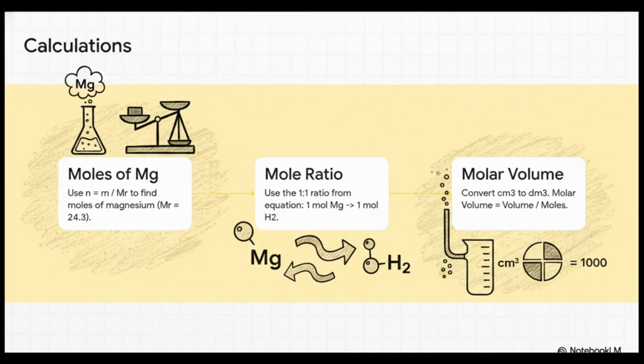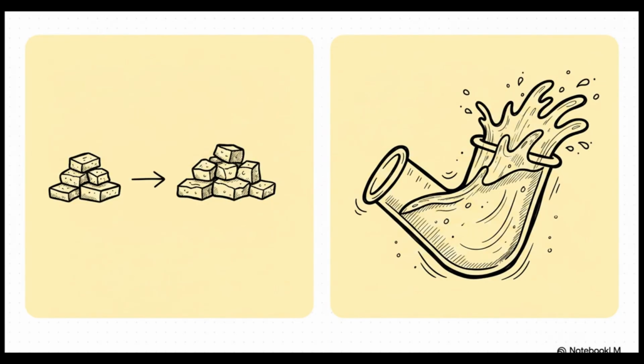But hey, beware the universal tragedy of this practical. You absolutely must convert your gas volume from cubic centimeters to decimeters cubed first. Always, always divide by 1,000. Now, what's really interesting here is the battle of the reagents. Magnesium is our limiting reagent. Because it runs out first, it completely dictates the total volume of gas produced. Hydrochloric acid, on the other hand, is deliberately placed in excess. It's just there to finish the job and make sure the magnesium has absolutely nothing holding it back.